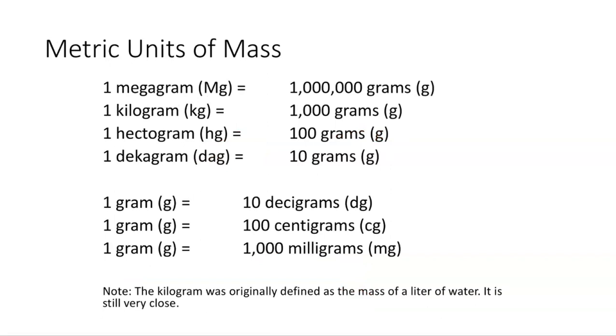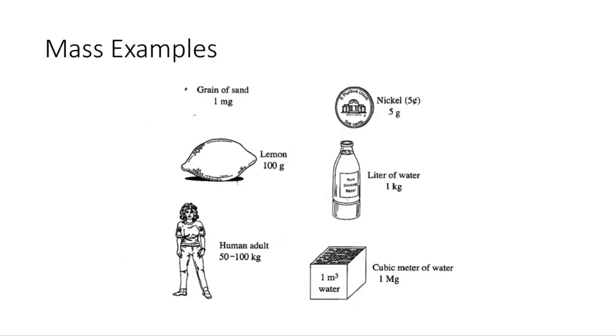For mass, the base unit of measurement is the gram. So a megagram is 1,000,000 grams, a kilogram is 1,000 grams, and so on. A note there that the kilogram was originally defined to be the mass of 1 liter of water, and is still fairly close to that. Some examples: a grain is about the mass of a milligram. A nickel is 5 grams. A lemon is about 100 grams. A liter of water is about a kilogram. A human adult is generally between 50 to 100 kilograms. A cubic meter of water is about a megagram.